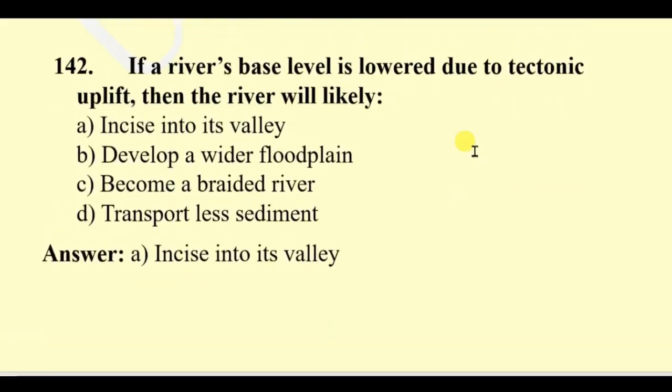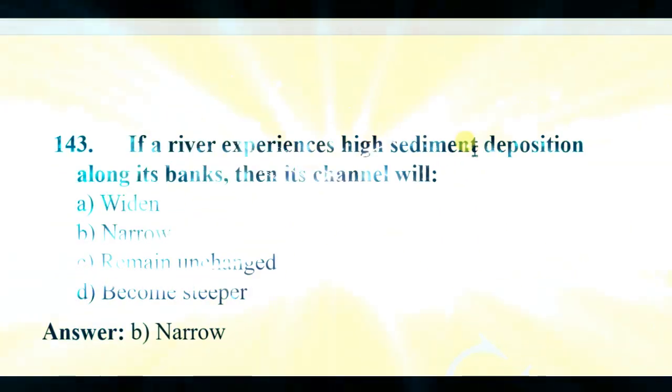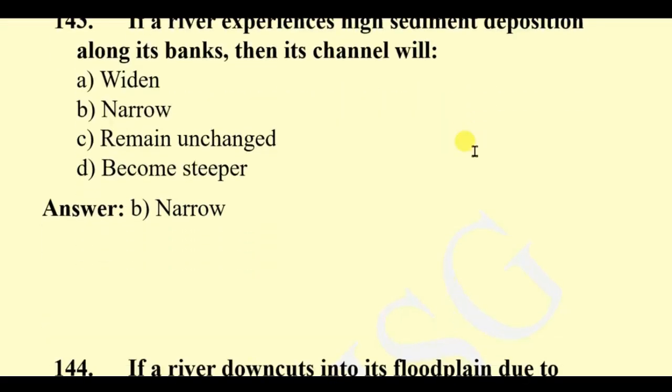Question 142. If a river's base level is lowered due to tectonic activity, then the river will likely incise into its valley due to energy. More energy will be generated after the tectonic uplift, and more the energy, more will be the incision capacity. Question 143. If a river experiences high sediment deposition along its banks, then its channel will widen, narrow, remain unchanged, or become steeper. Of course, it will be narrow because its banks will be deposited.